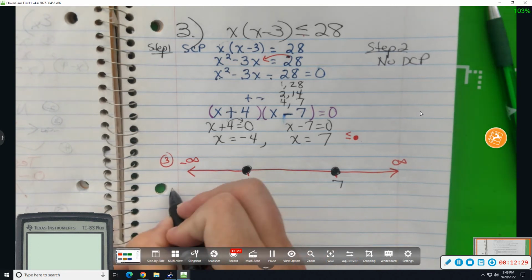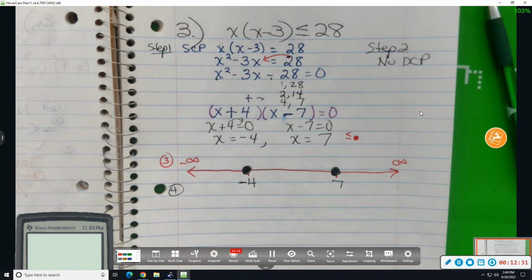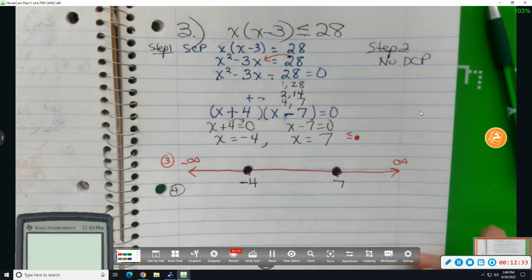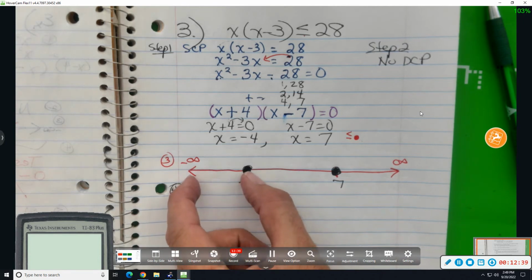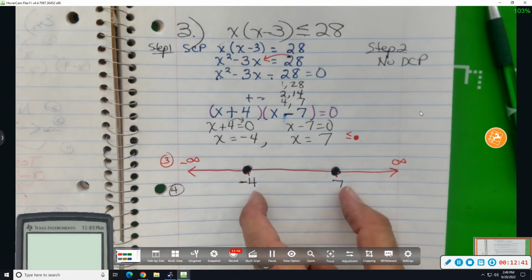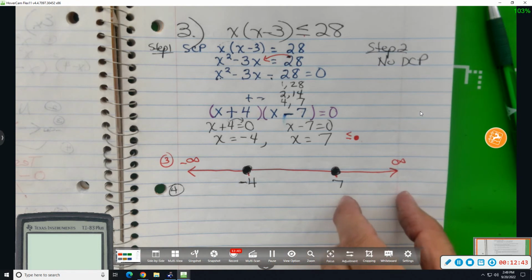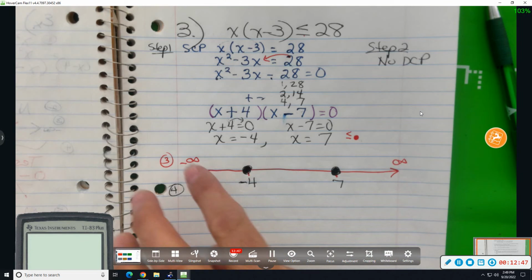Step number 4, we're going to choose one interval. I usually ask myself, where does 0 lie? Is 0 between two negatives? Is it between a negative and a positive? Or is it between two positives? Which one of these intervals contains the number 0?